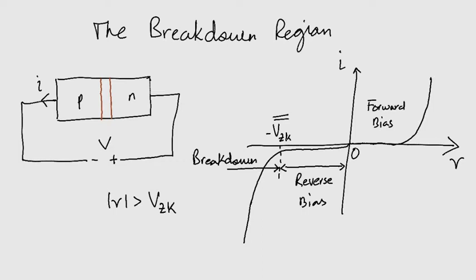Notice that at this voltage VZK, the graph is shaped like a human knee. The K in the subscript is for knee. So what is the Z for?